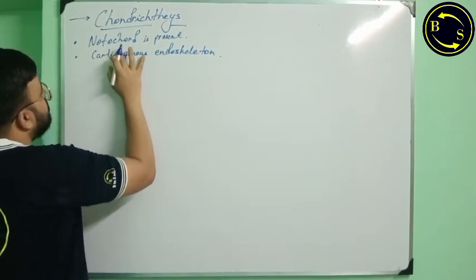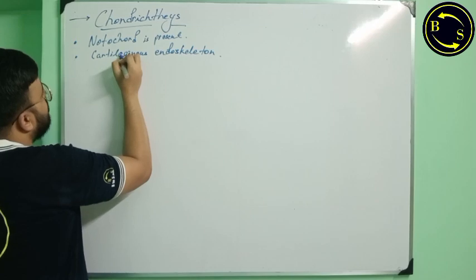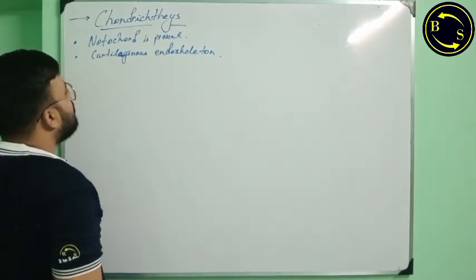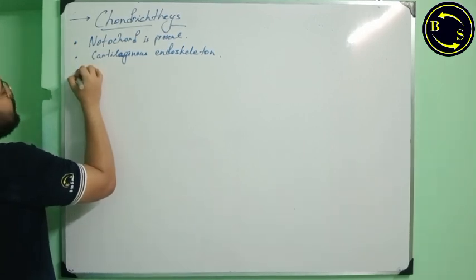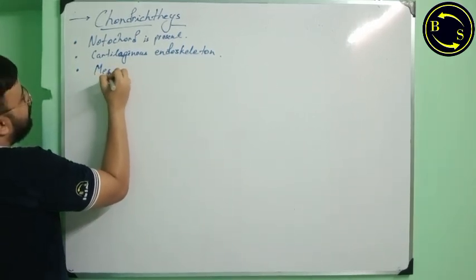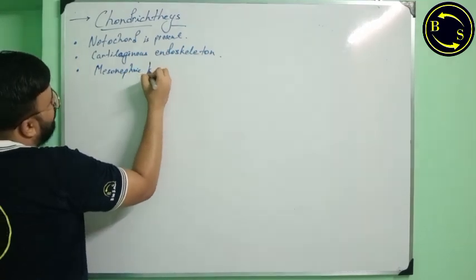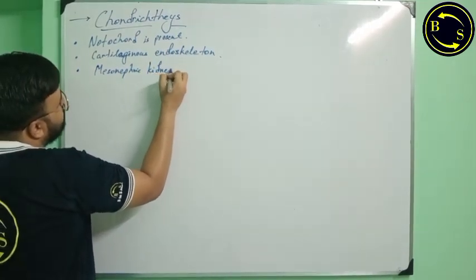Okay, cartilaginous endoskeleton. They have mesonephric or primitive kidneys. Now, what are mesonephric kidneys?